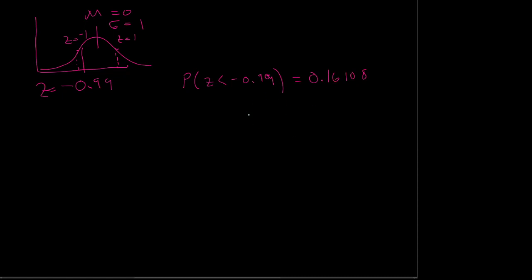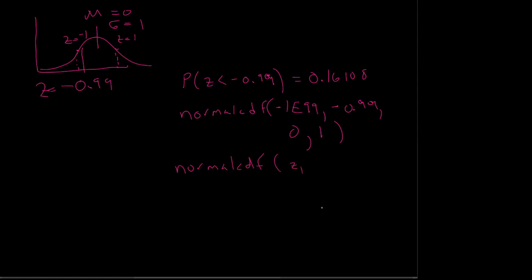When we look at this, what we entered on the calculator was a normal cumulative density function. We put a very low number for the lower bound and our actual z for the upper bound. Because it was a standard normal, we had 0 for the mean and 1 for the standard deviation. Generally, the normal CDF takes Z1, the lower one, Z2, the upper one, the mean, and the standard deviation. We're going to come back to this in many different forms.